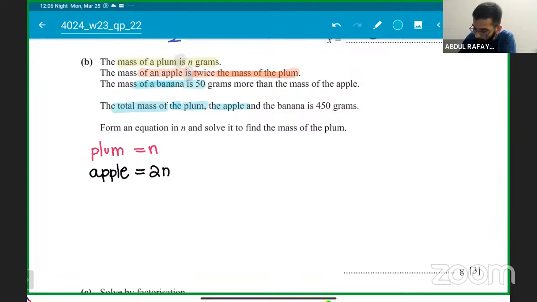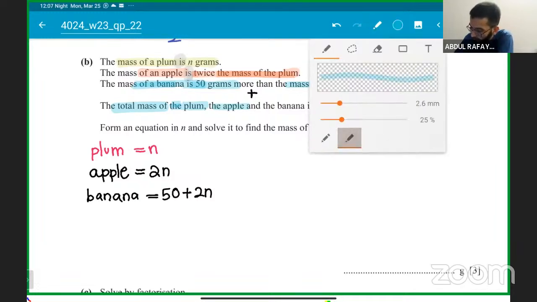The mass of the banana is 50 grams more than the mass of the apple. Mass of the banana equals 50 grams. More than means plus. So just try to break it down like this in a word problem. More than means plus 50 grams. Whatever the mass of the apple is, banana will be 50 plus 2n grams. So it will be 50 plus the mass of the apple, that is 50 plus 2n grams.